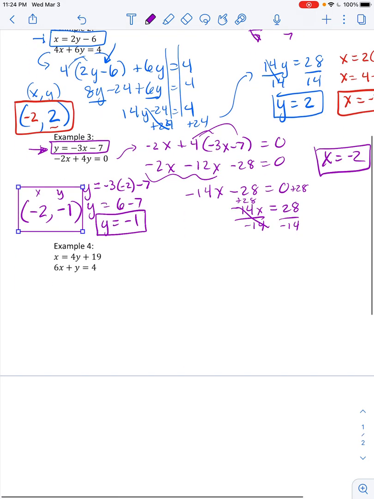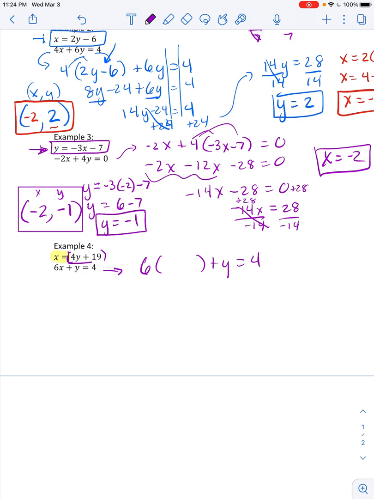Last example. X equals 4y plus 19. So in the next problem where there used to be an x, I'm going to put in the thing that x is equal to, which is 4y plus 19. All right, so I'm going to do what I've been doing in every problem. I'm going to start solving by distributing.